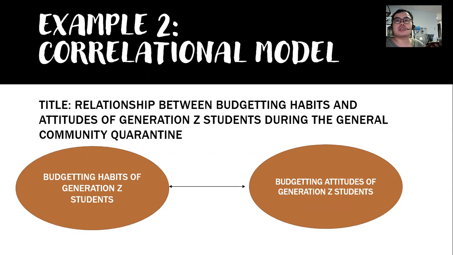Okay? So the second example is the correlational model. This model is usually done in correlational or relationship studies. Our title is The Relationship Between Budgeting Habits and Attitudes of Generation Z Students During the General Community Quarantine. As we see, the budgeting habits and the attitudes correlate to one another. You see that there are double arrows. It means to say that they correlate with one another.